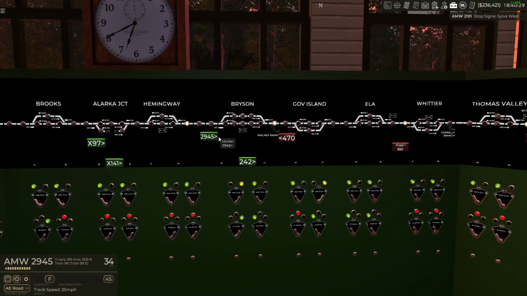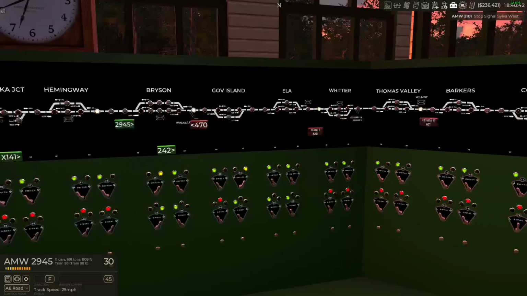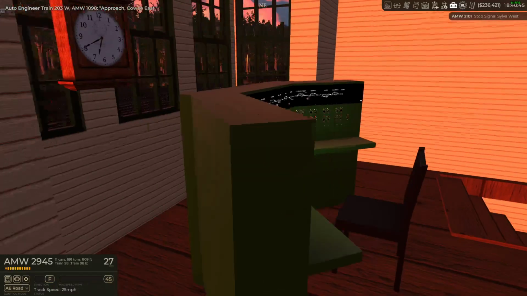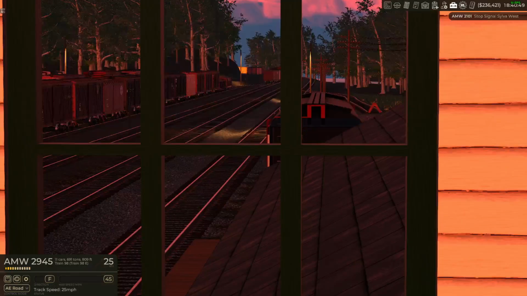All right. So I've got my first meet set up here. I did this right. Looking good. Two passenger trains are going to hit the middle of the railroad at the same time. And then I'm assuming the Rogue RS1 in the yard is my local that's heading out.